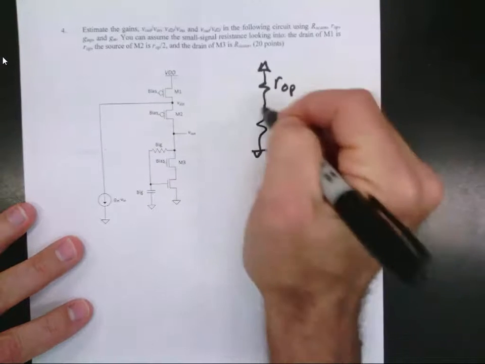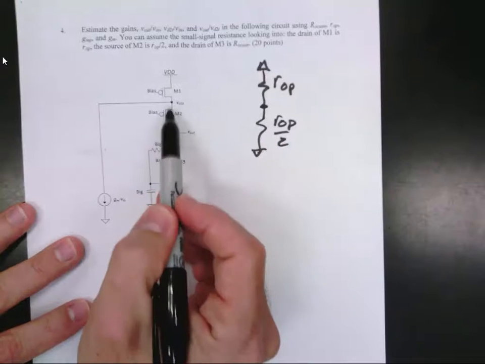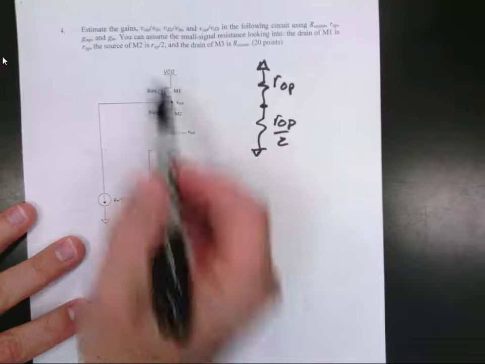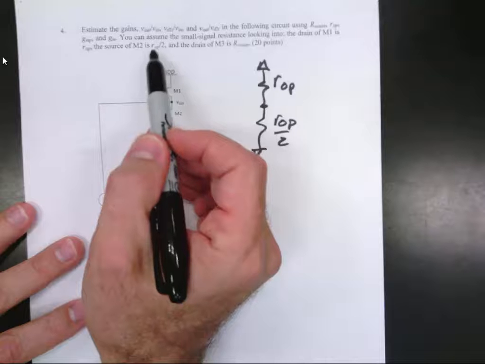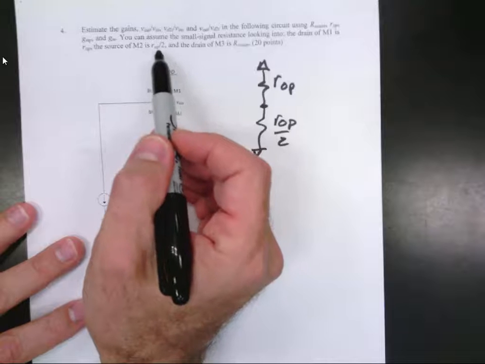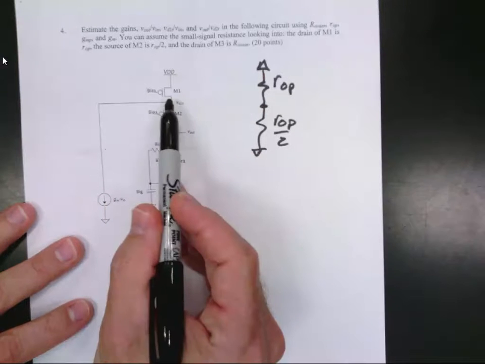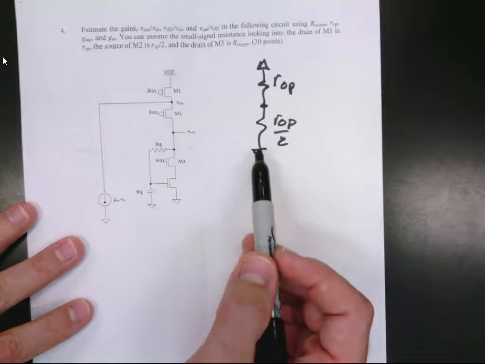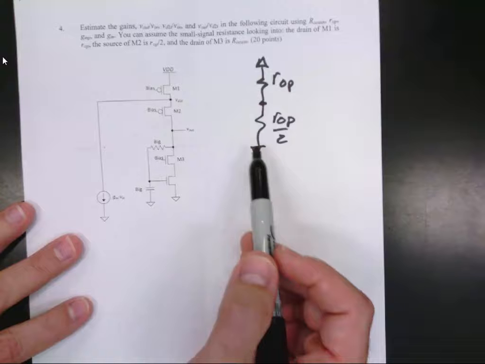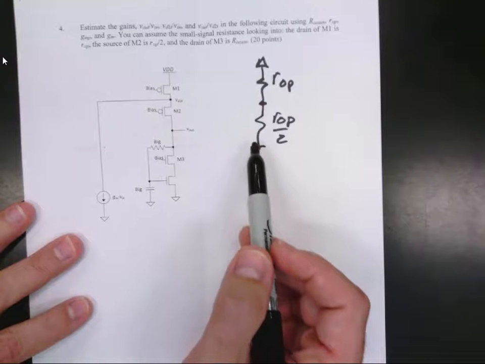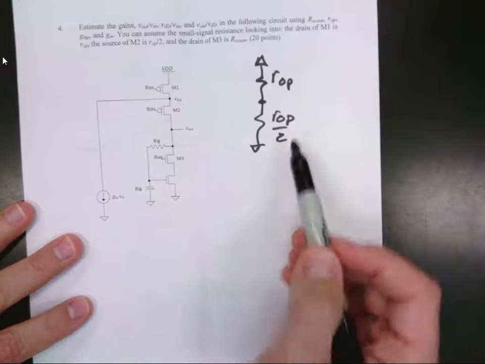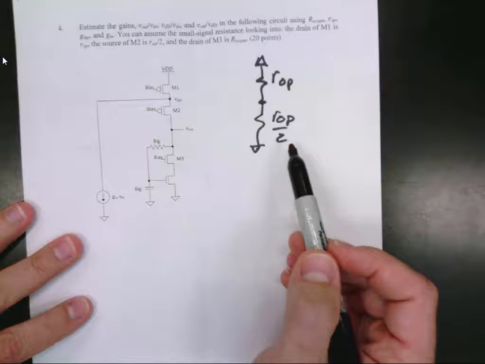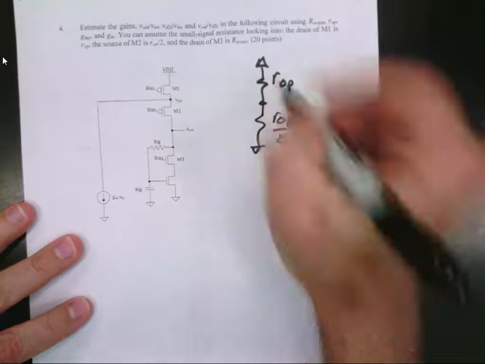Okay, so does everybody see that when I look into the source of M2 and say the resistance looking into the source is R out P over 2, that means there's a resistor of R out P over 2 to ground right there? No, you don't know that. At least 99% of you. Because you made some crazy stuff and I was reading the test and I'm like, what the hell is all this math? This is ridiculous.